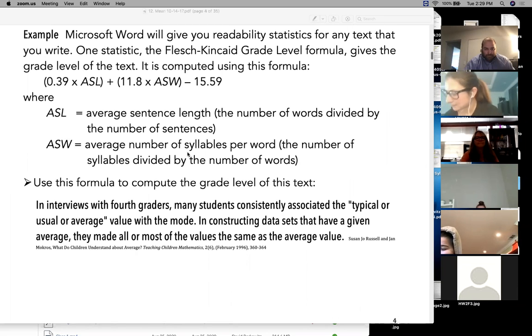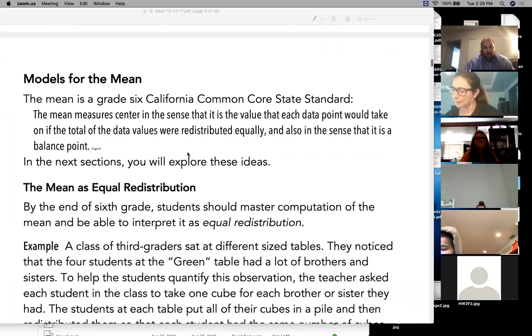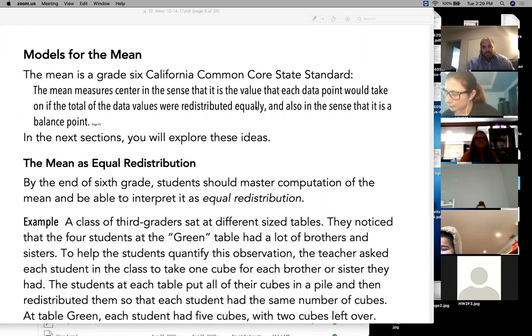Okay. Now, when it comes to the mean, there are what are called models of the mean. And what that means is there are visual displays, or visual understanding of the mean, that can help us really internalize what the mean is.